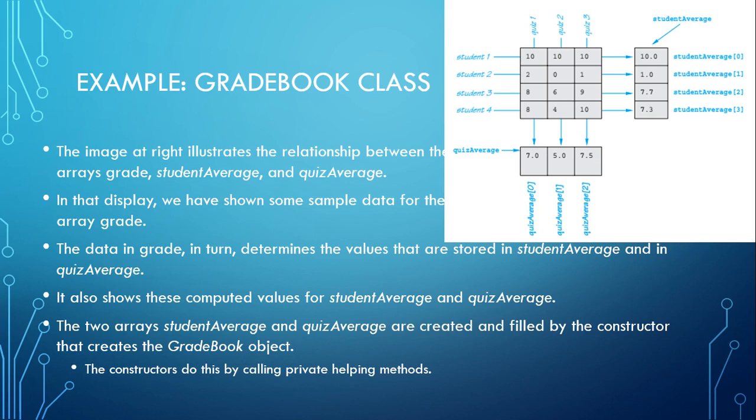The two arrays, studentAverage and quizAverage, are created and filled by the constructor that creates the Gradebook object. The constructors do this by calling private helping methods.